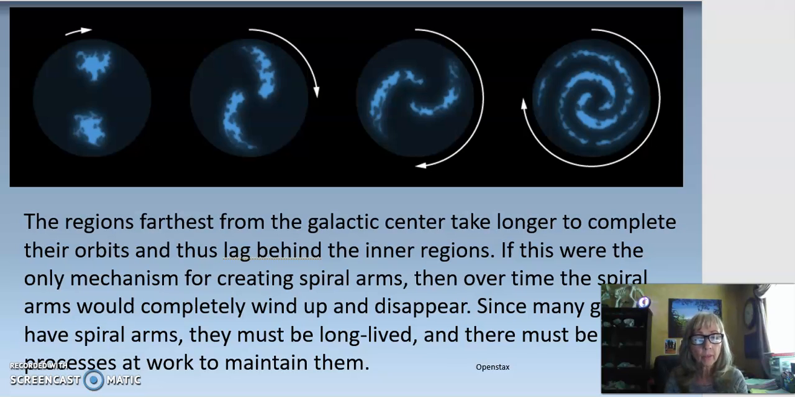If this were the only mechanism for creating spiral arms, then over time the spiral arms would completely wind up and disappear. Since many galaxies have spiral arms, they must be long-lived, and there must be other processes at work to maintain them. So that's kind of a picture of if you dropped a couple of blobs of cream in your hot chocolate and you stirred it, eventually it would stir up and stir up till the spirals would end. They would mix together. And that's not what happens in a galaxy, so that's what they're trying to figure out, what the mechanisms are for this.